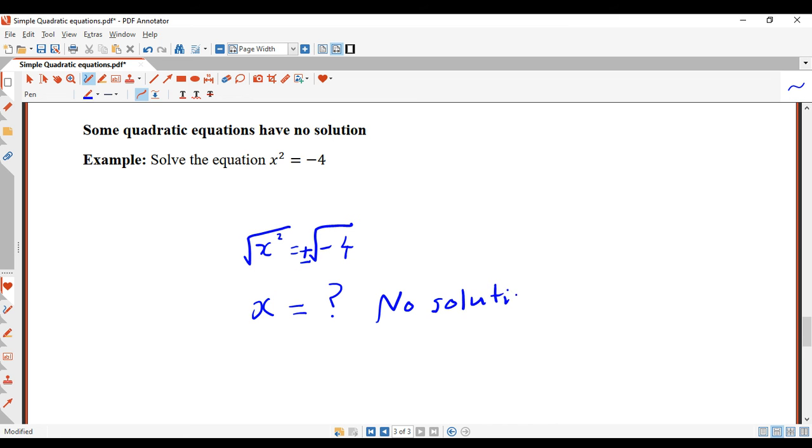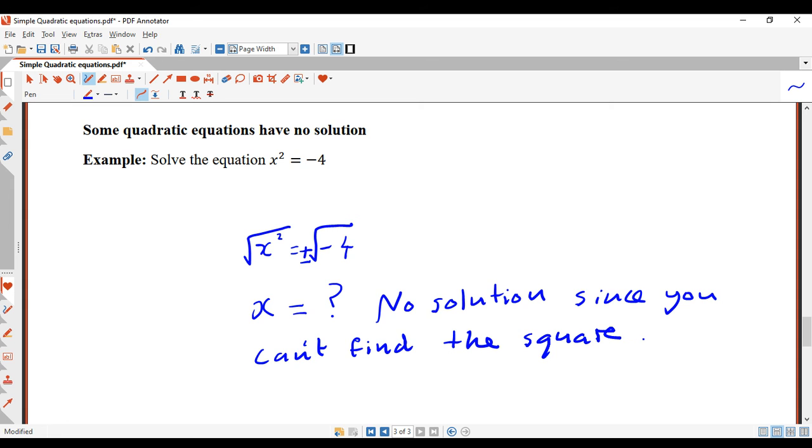Okay, no solution since you can't find the square root of a negative number.